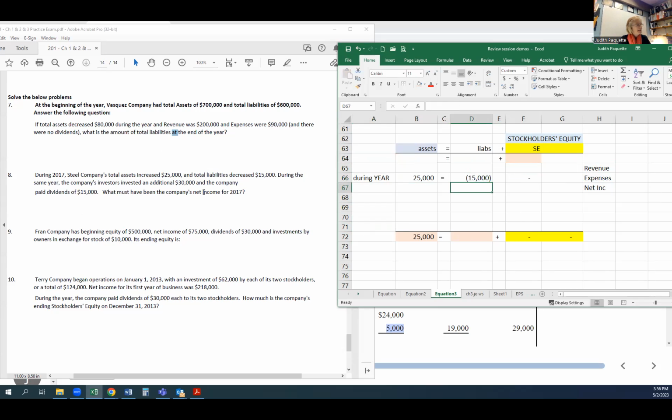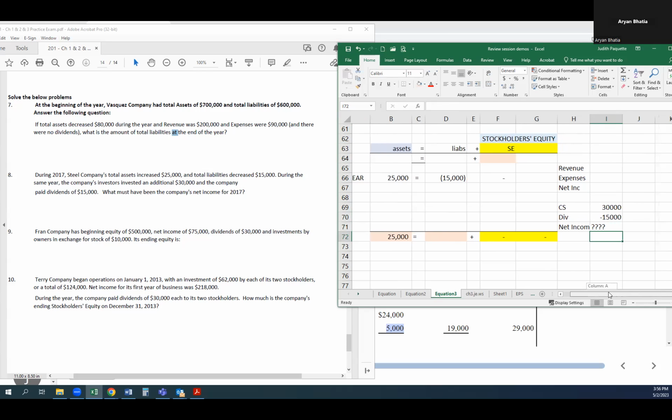During the year, the company investors invested more common stock of 30,000. And the company paid dividends of 15,000. Remember, dividends is subtracted. And then they're saying, what is net income? Okay, there's a lot of information here.